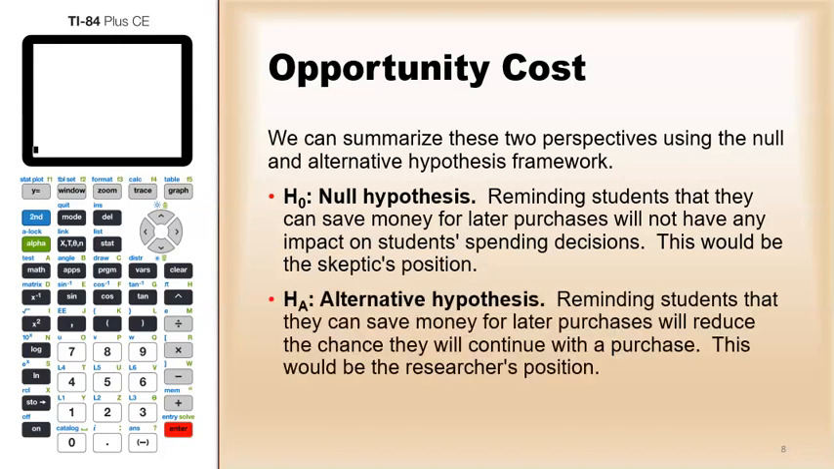The alternative hypothesis, HA, is the researcher's position, that reminding students that they can save money for later purchases will reduce the chance that they will continue with a purchase. So this is the position that we're trying to prove.